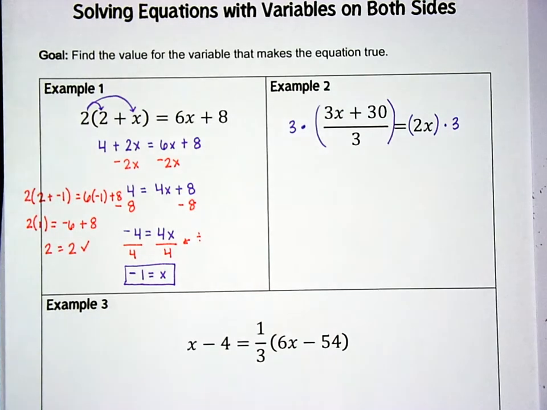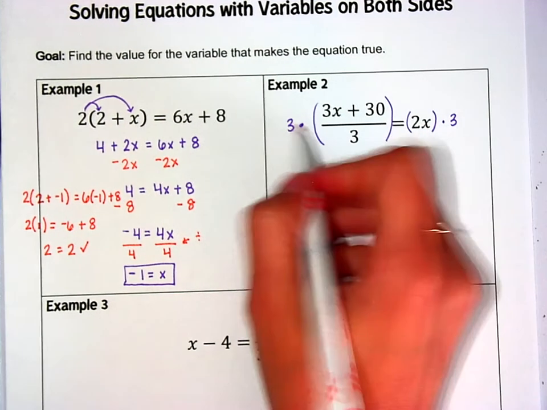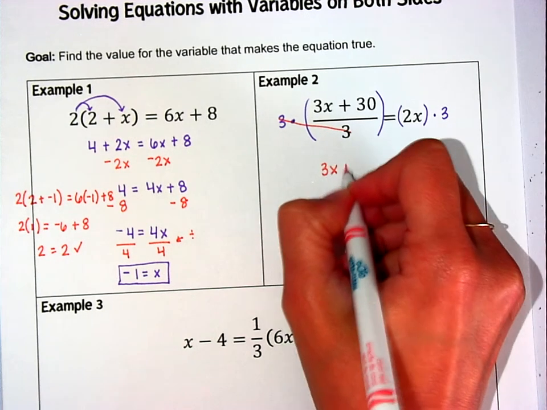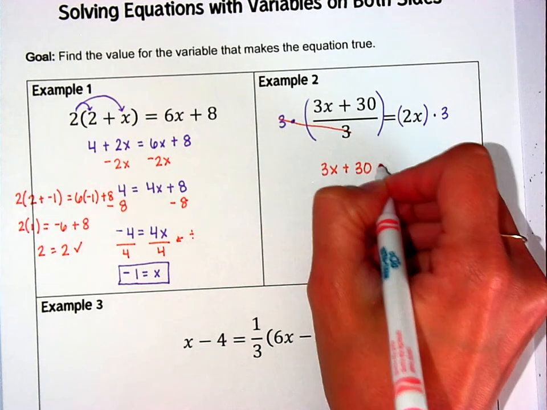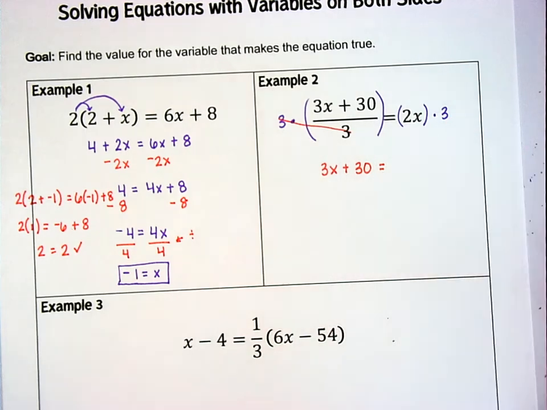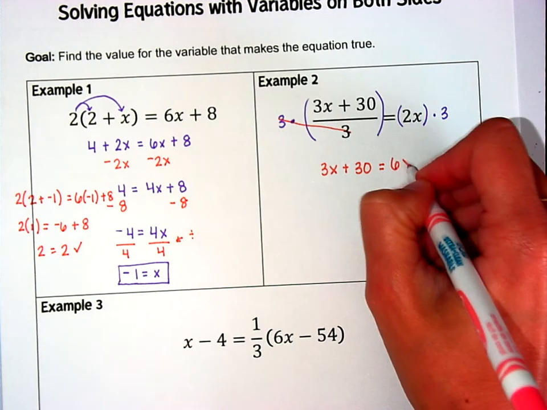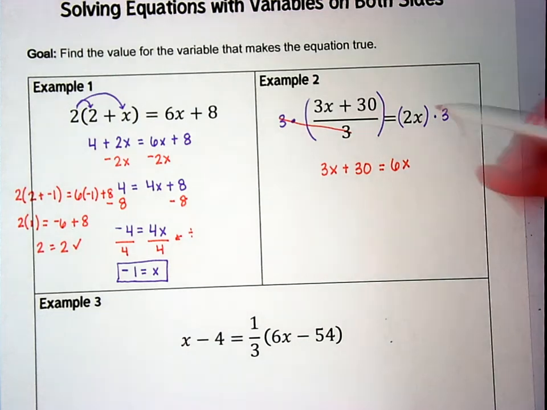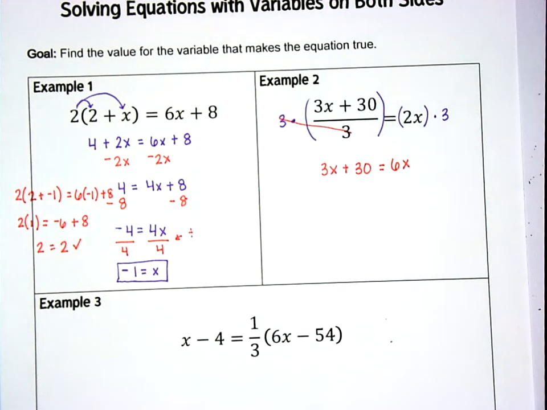So multiplying by 3 here, that would undo this. So I'd be left with 3x plus 30 on the left side of my equation. And 2x times 3 is 6x. So we still have an equivalent equation here. We've just cleared that dividing by 3. And now we can begin that process of isolating our variable to one side and our constants to the other.